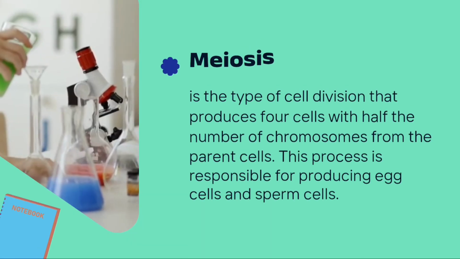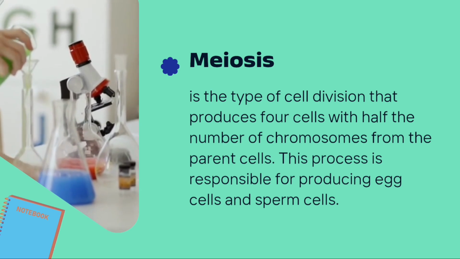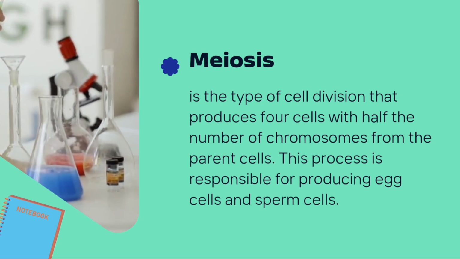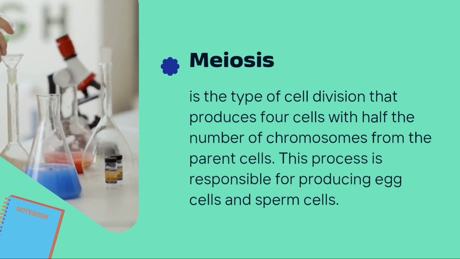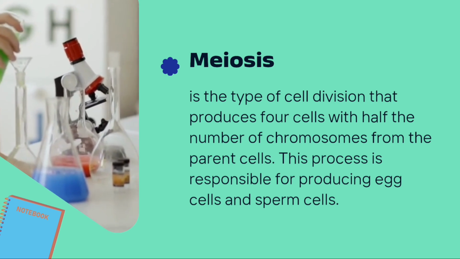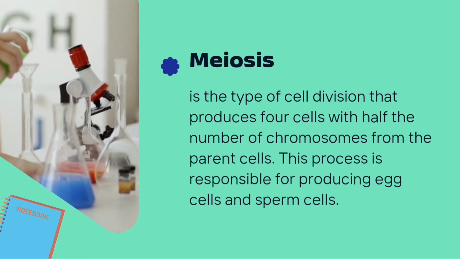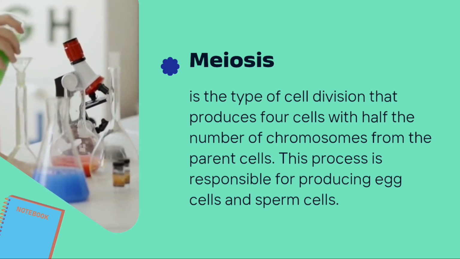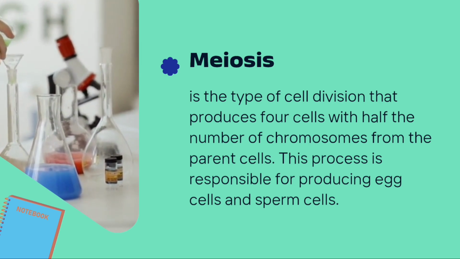Now, let's tackle the topic of meiosis. Meiosis is the type of cell division that produces 4 cells with half the number of chromosomes of the parent cells. This process is responsible for producing egg cells and sperm cells. Meiosis is also divided into 5 phases.